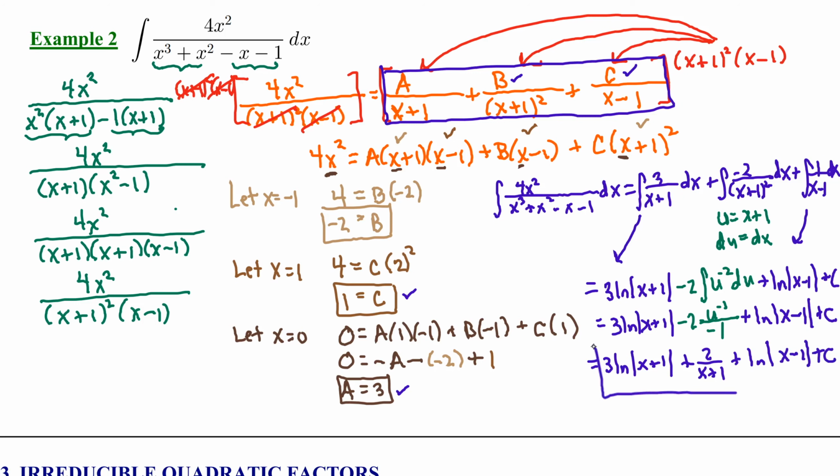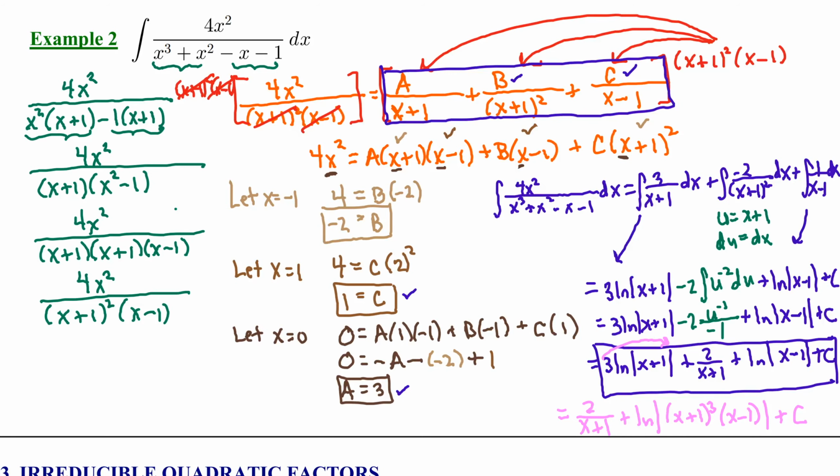Now, this is certainly an acceptable answer, but let me give you a variation or another option. How about this answer? 2 over x plus 1 plus the natural log of the absolute value of x plus 1 cubed times x minus 1 plus c. Now, how did I get to that? Well, I rearranged my terms, I applied some logarithmic properties and condensed the logarithms, right? Moved the coefficient to the exponent and then condensed the sum of 2 logarithms into the logarithm of a product. Either answer would be acceptable.